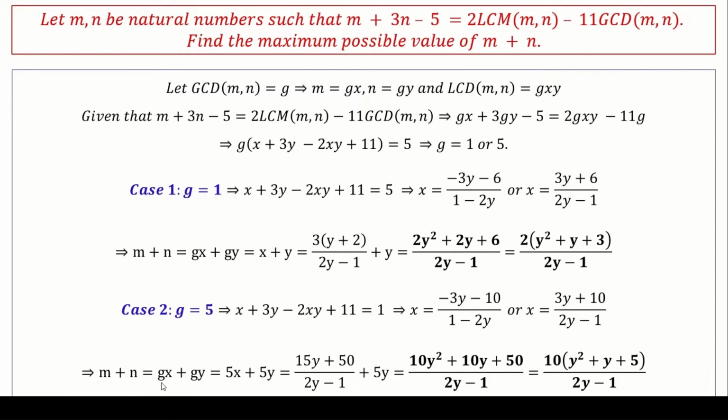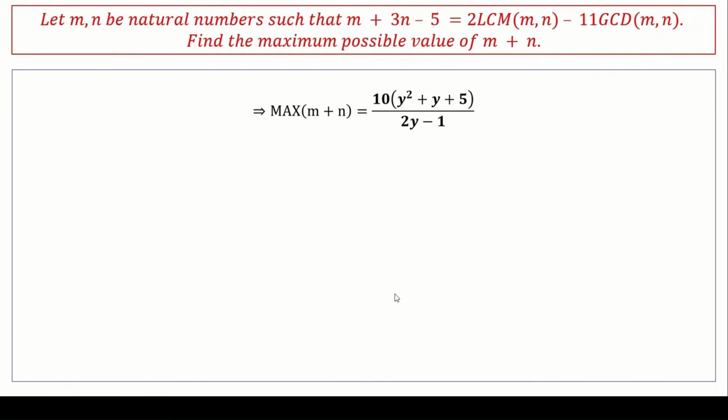Once you know that, m plus n equals Gx plus Gy, which is 5x plus 5y because G is 5. What you will get is m plus n is 10 times (y square plus y plus 5) by (2y minus 1). Since y is positive, obviously out of these two cases this is the maximum. We are trying to find the maximum possible value of m plus n, so let's take that value.